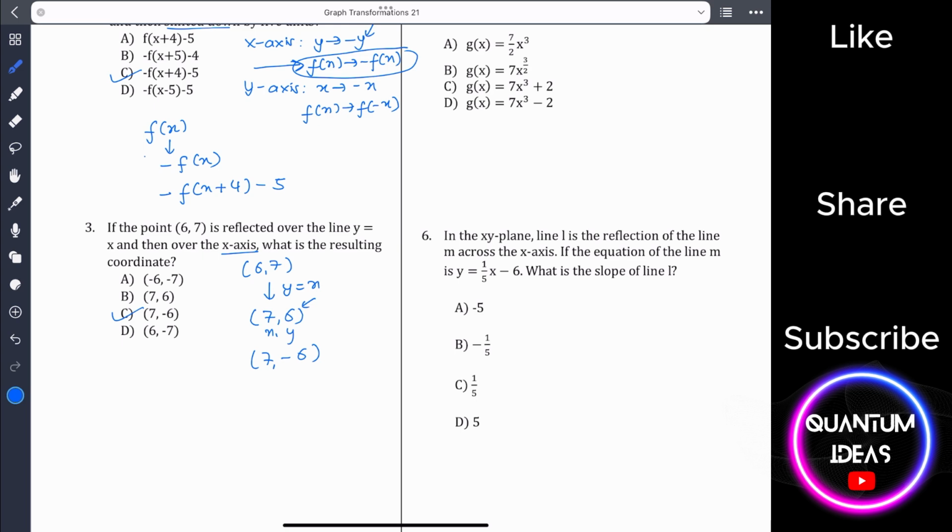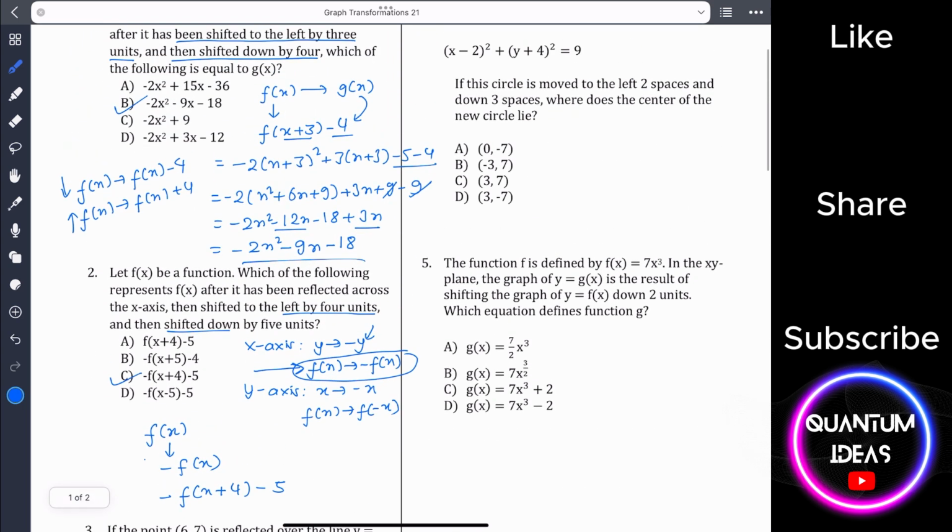Okay. So what we did, we just interchanged when it was reflected about y equals x. Then, to reflect it over the x-axis, we just put a negative sign on the y coordinate. Simply, that's 7 comma minus 6. Okay, let's go to number 4.